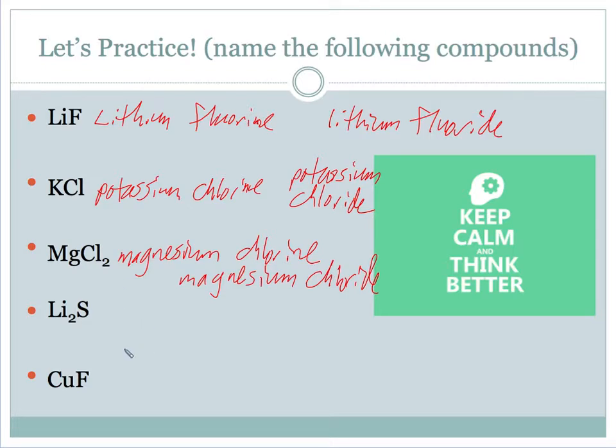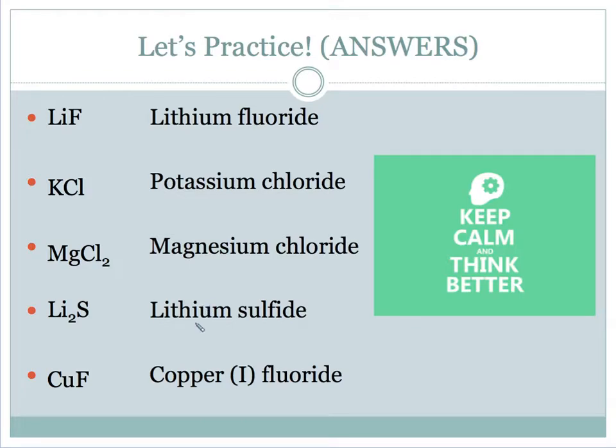Try these last two on your own. Pause the video. When you hit play, I'm going to give you the answers on the next slide. Okay, so pause this, try those, hit play, and here are your answers. So the last two is lithium sulfide, and this one is copper-1 fluoride, because copper is one of those transition metals that's got multiple valence states. So copper needs the copper-1.